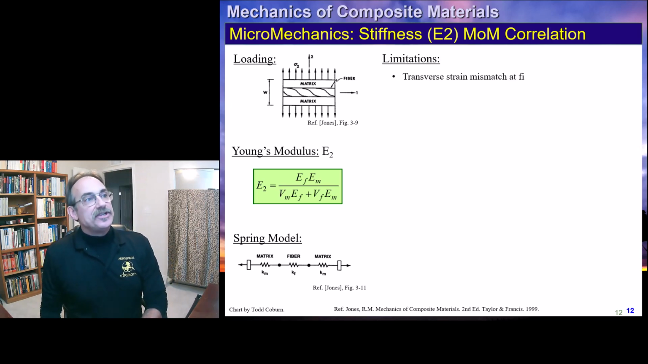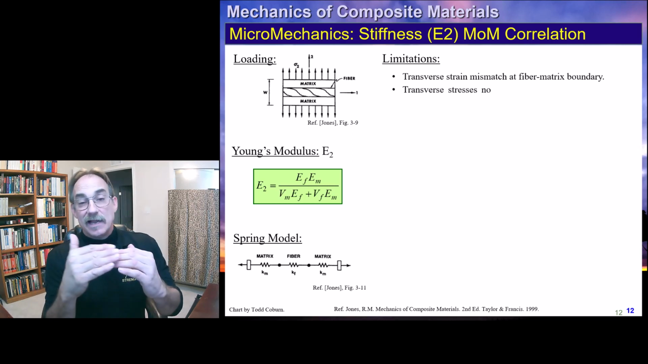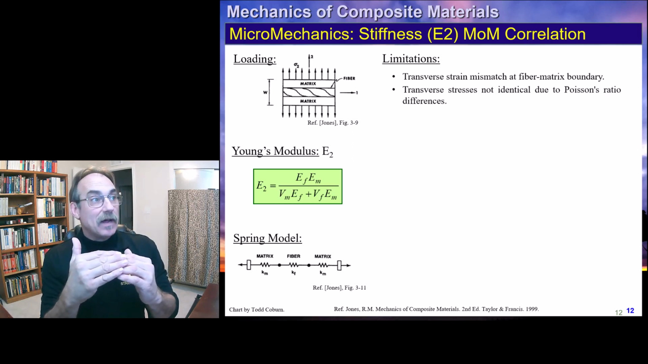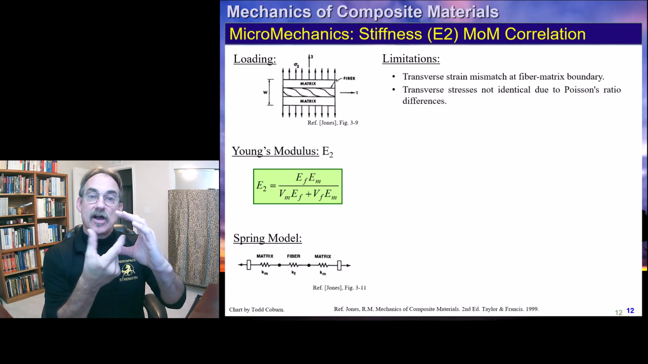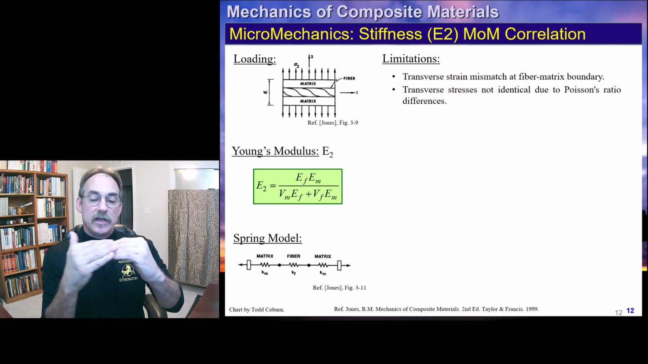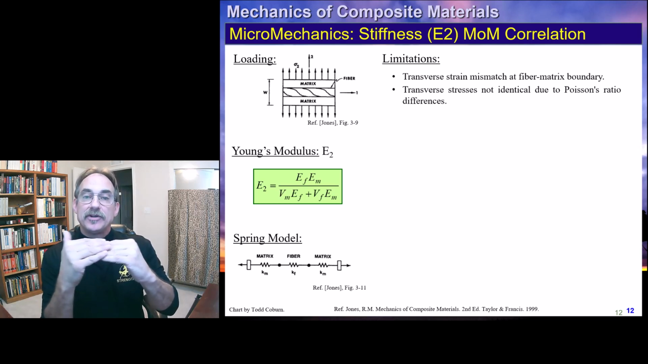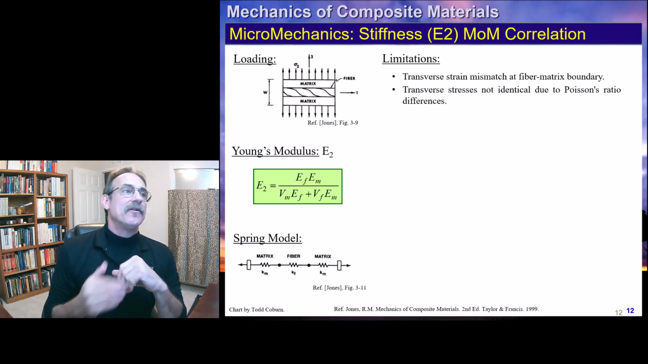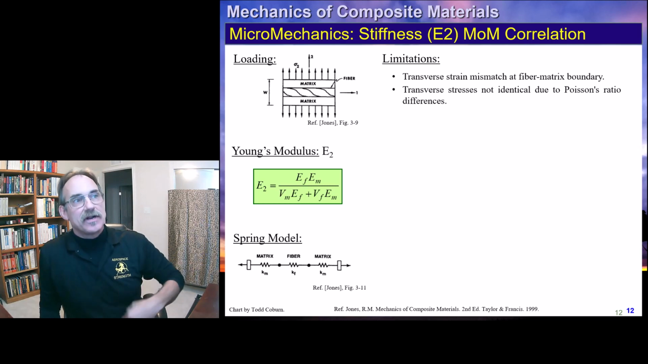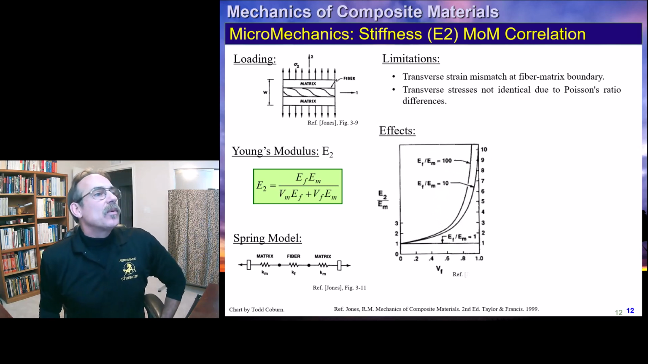And our limitations are, or another problem with this model is now, when we pull on it this way, that's going to cause a transverse strain because of Poisson's ratio, and we're going to get a different transverse strain in the two elements at the boundary between the matrix and the fiber. We've got a mismatch, which is not really possible if they're actually bonded together. Also, our transverse stresses are not going to be identical. Regardless, we can look at how this performs.